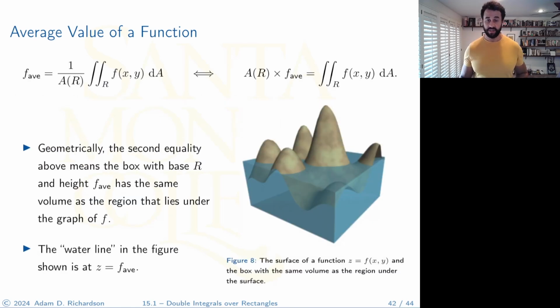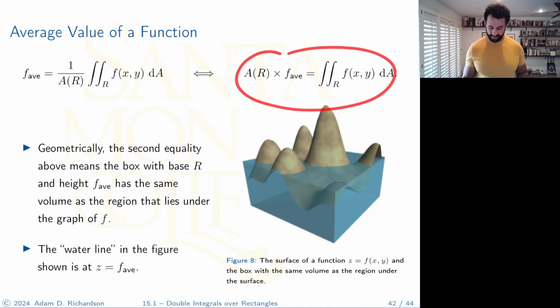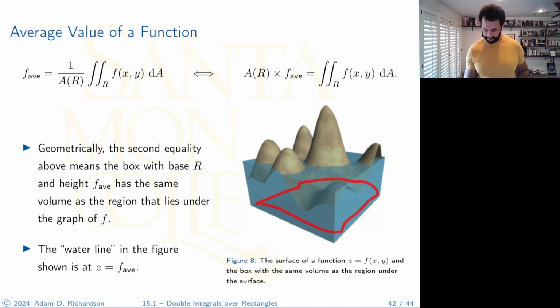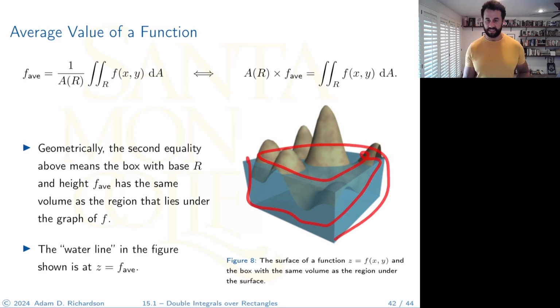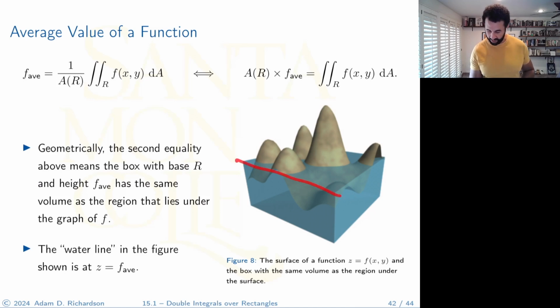Let's get a little more intuition. Geometrically, what this is saying is that the box with a base of R and a height of f average has the same volume as the region that lies under the graph of f. The graph of f in this case would be like this mountain range that you see here. And this box has the same volume as the region underneath that mountain range. In this picture, the water line is basically at f average. That's that height.